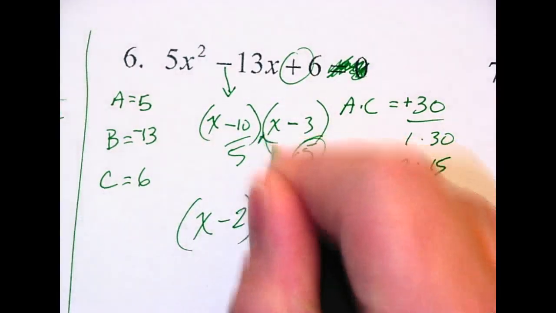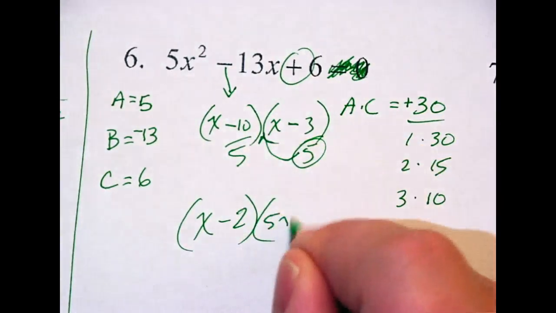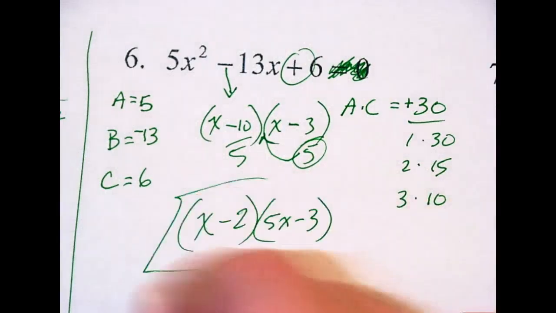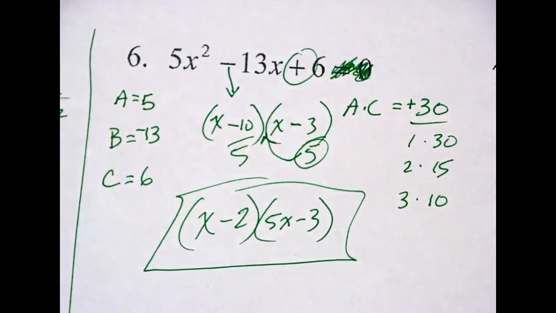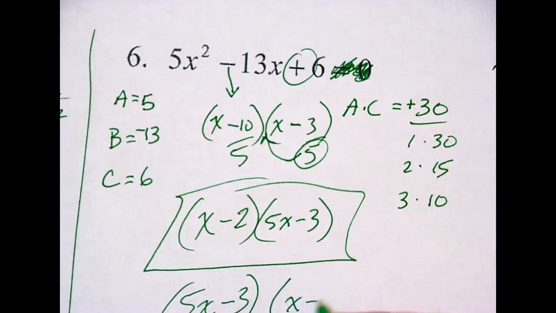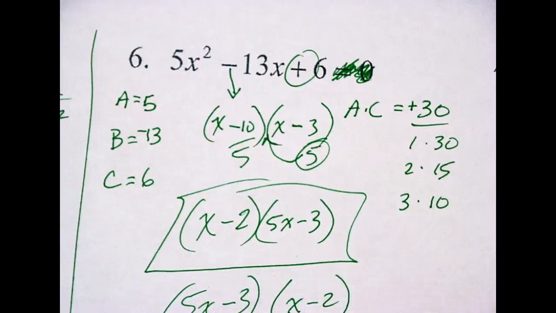We reduce. That becomes 2. This goes 5x minus 3. And we're done. How many got it? How many had 5x minus 3 times x minus 2? Anyone have it like that? Yeah. Is that okay?